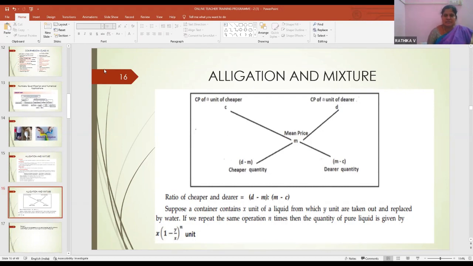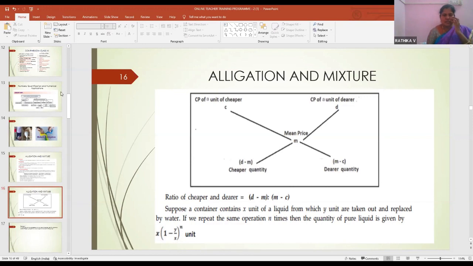Sometimes when we are using a liquid, we want to make it still thinner, so we remove some of the liquid it already has and add water to make it thinner. So this is the number of times. Here is another formula: suppose a container contains X units of a liquid, from which Y units are taken out and replaced by water. If we repeat the same operation N times, then the quantity of pure liquid is given by X times (1 minus Y by X) to the power N units.